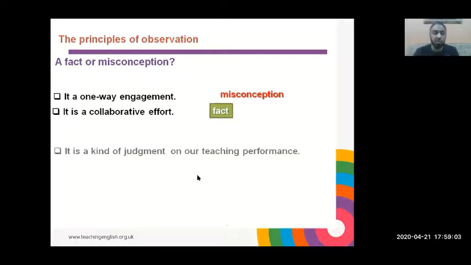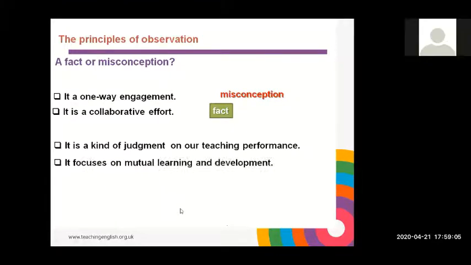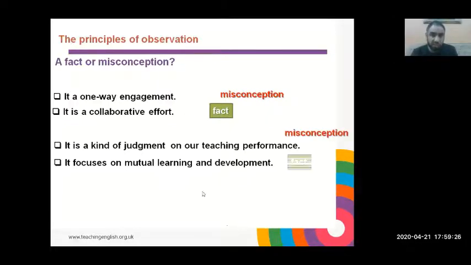Okay, another 2 sentences. It's a kind of judgment on our teaching performance, or it focuses on mutual learning and development, which is a misconception and which number is a fact. Number 2, yes, very good. Number 2 is a fact. So it's a mutual learning and development. Through observation, you have to develop yourself. It's not a judgment on the teaching performance.